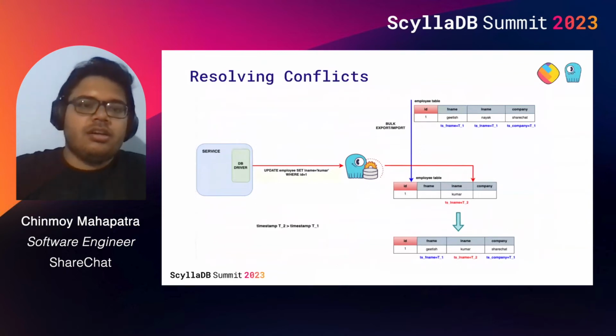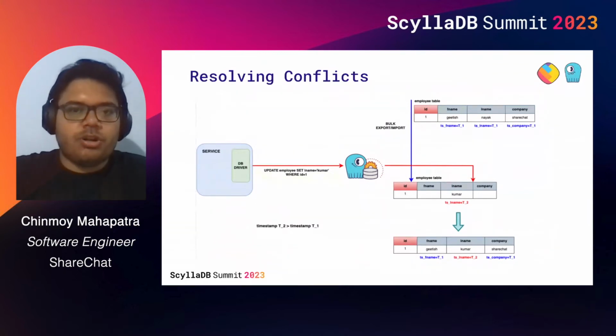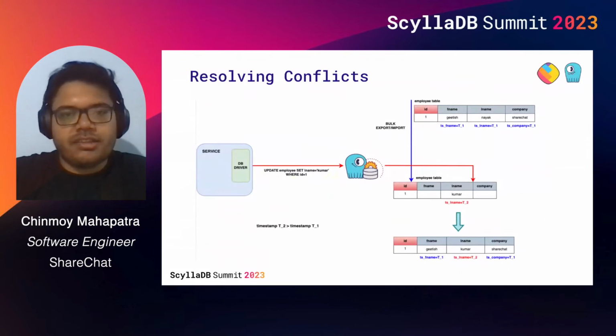Moving on. So all seems good, but what about conflicts? Since we have two things going on in parallel, one is dual writes, other is bulk import export, there is a possibility that we are updating the same row key. As you can see, we are updating the ID one. The service is doing a dual write on ID one, where it's changing the L name, last name, to Kumar. At the same time, there is the bulk import export job happening, which is updating the F name and company.